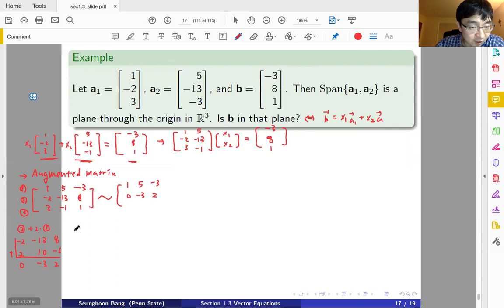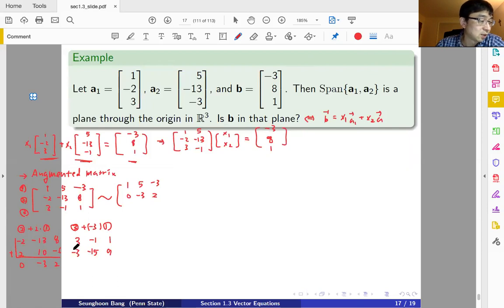How can you do that? Here, third row plus negative 3 times first row. The third row is 3, minus 1, 1. The negative 3 times first row: 1 times negative 3 is negative 3, 5 times negative 3 is minus 15, and negative 3 times negative 3 is positive 9.